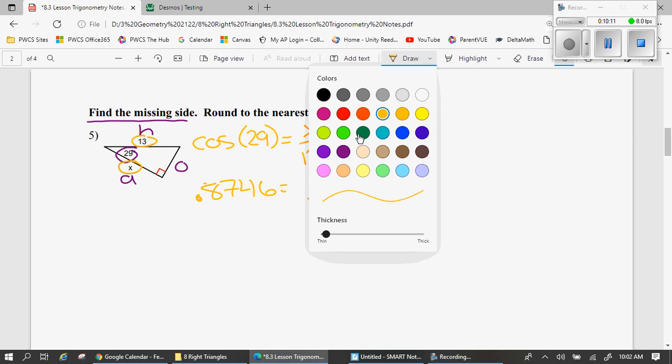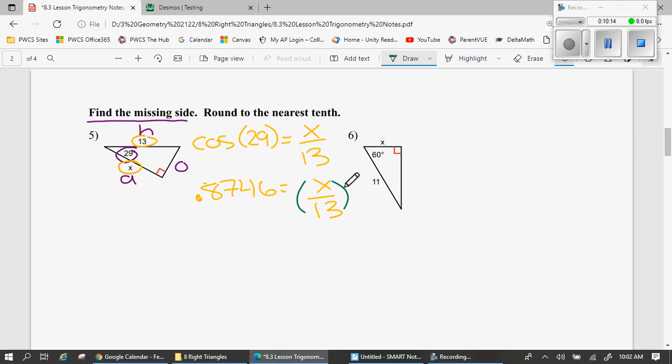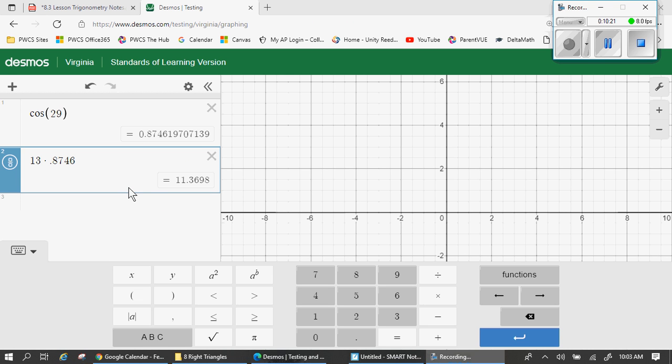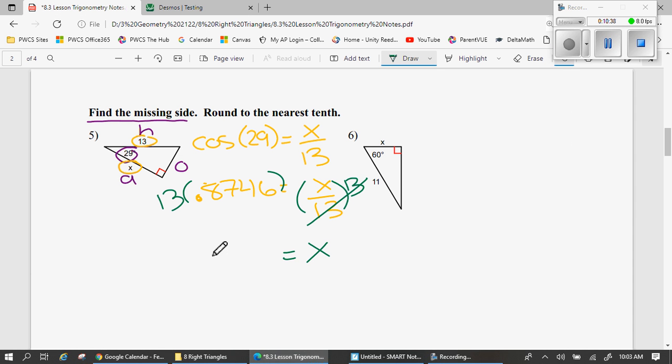I just multiply both sides by 13. Those 13s cancel. You can see I multiplied 0.8746 by 13. I can multiply this whole decimal by 13, actually, if I want to be more accurate. Either way, it'll be fine. I'm going to round this. 11.37 looks good. And so that missing side is close to, not exactly, 11.37.